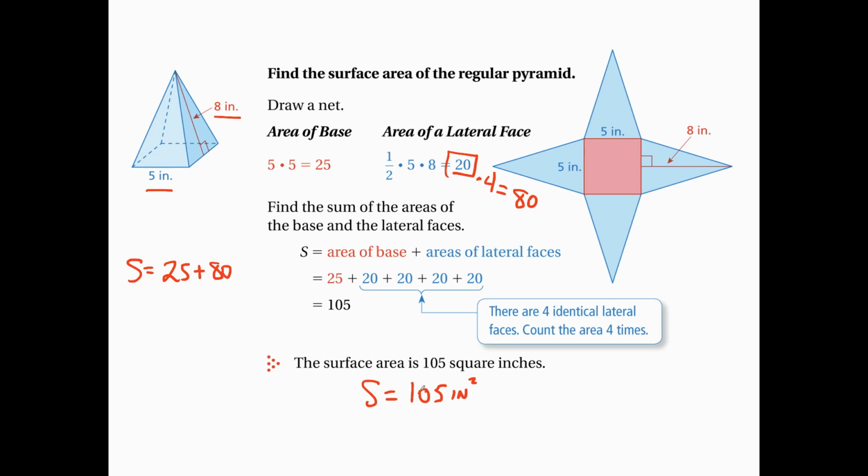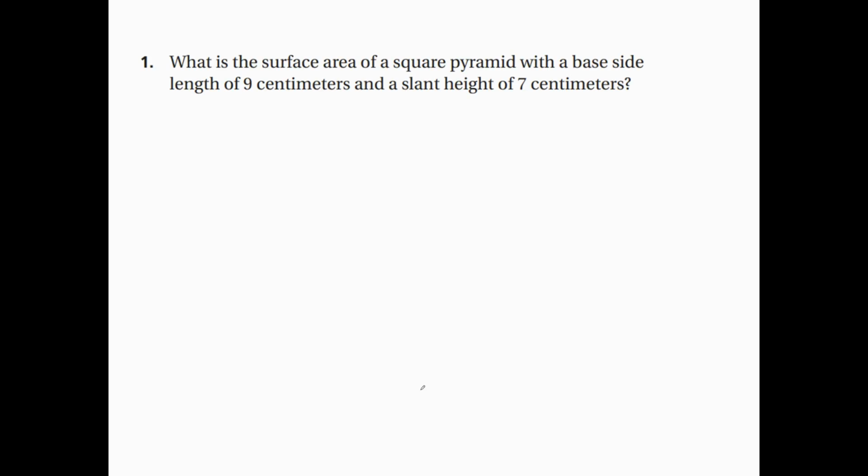So here's one for you. What is the surface area of a square pyramid? So they tell you what the base is going to look like with a base side length of 9 centimeters and a slant height of 7 centimeters. So the video is going to pause so that you can work that problem out in your composition book.